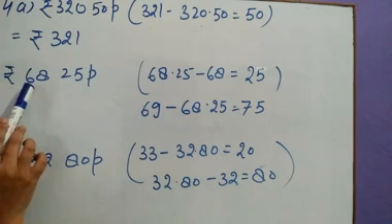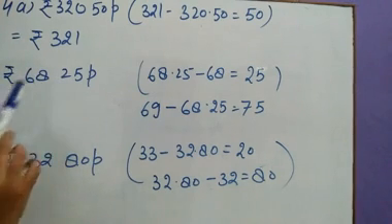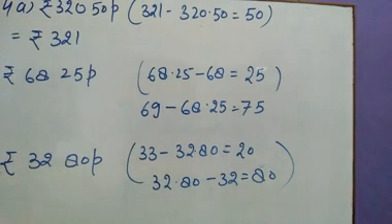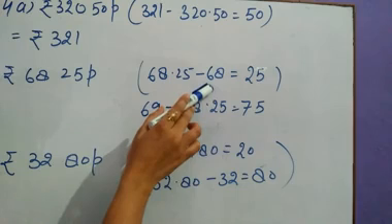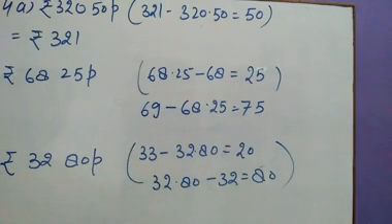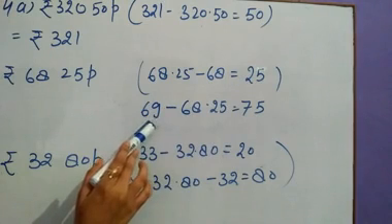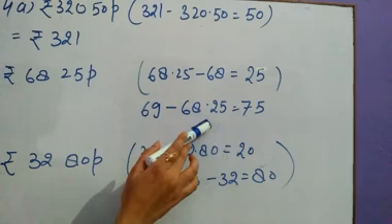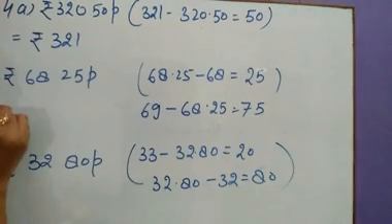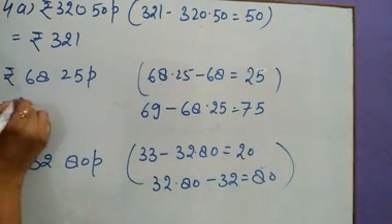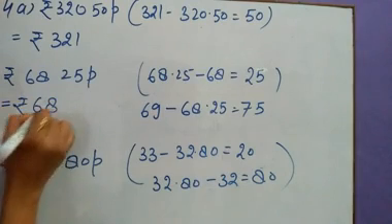Similarly, next one, 68 rupees 25 paise. 68 rupees 25 paise lies between 68 rupees and 69 rupees. The difference between 68 rupees 25 paise and 68 rupees is 25 paise, and the difference between 69 rupees and 68 rupees 25 paise is 75 paise. So 68 rupees 25 paise will be rounded down to 68 rupees.